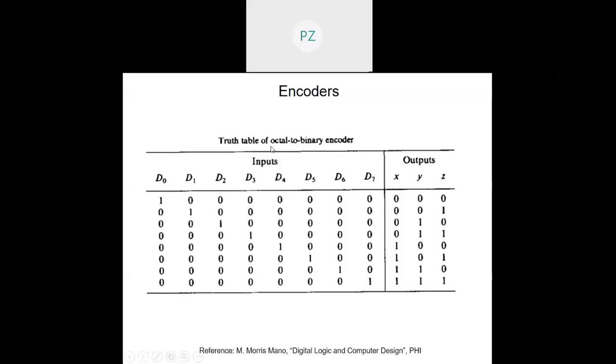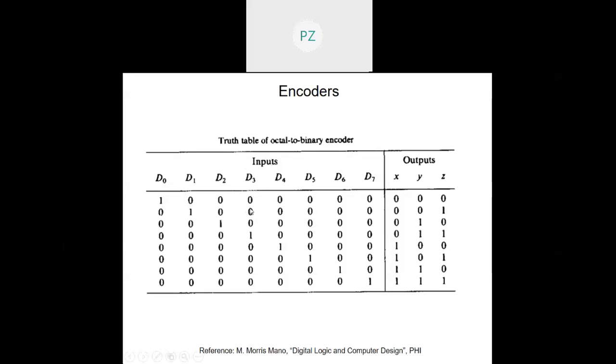You can always vary the size. Suppose you want to make it a 4 to 2 encoder, then you will have just 4 input lines and 2 output lines. Depending on which one input line is high, you will have the corresponding output combination. Similarly, you can have a 16 to 4 encoder, a 32 to 5, a 64 to 6, a 128 to 7, a 256 to 8 encoder, and so on. So the size may vary, but the functionality remains the same.